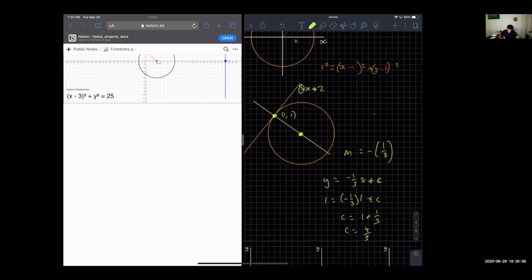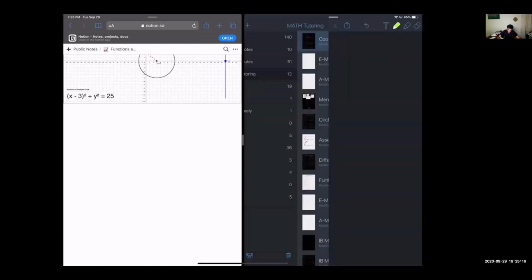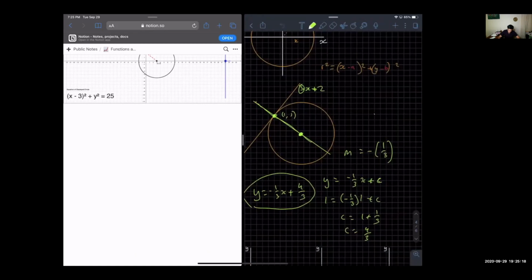Okay, c equals 4 over 3. So the green line is y equals negative 1 over 3x plus 4 over 3. That's the equation of this line. They will ask you to do this pretty often, actually. So now you know how to do this portion.